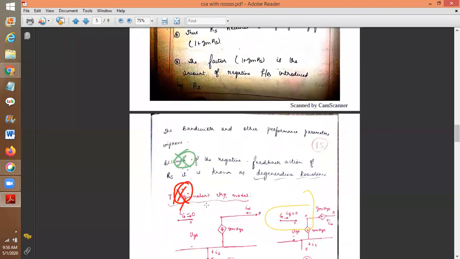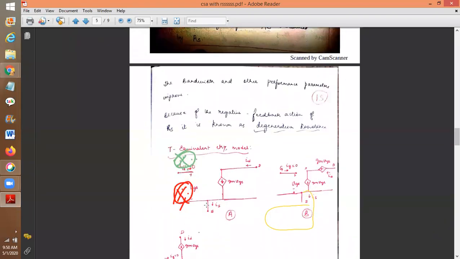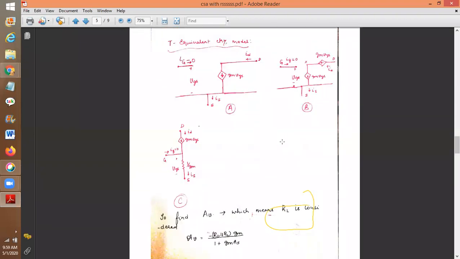Okay, next. Since RS provides the negative feedback, we call it degeneration resistance. And this is just the T equivalent model. How I have shown: first you have to consider the hybrid model. Then whatever the current GM into VGS is flowing, the same I have marked here. Then if you tilt the circuitry, this part becomes the gate. IG is 0. This is GM into VGS, I have written there, and this is 1 by GM.